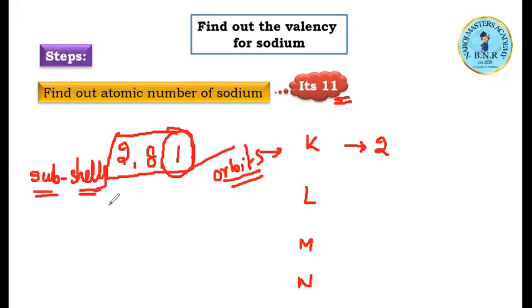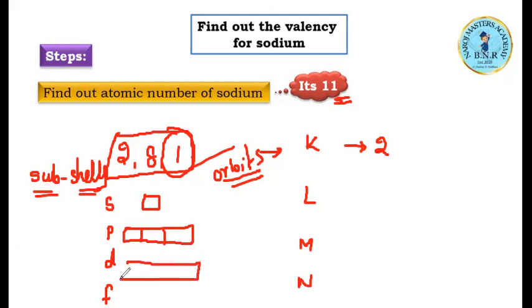The subshells S, P, D, F have different numbers of orbitals. Remember the odd numbers. For the first subshell, we have only one orbital. The next odd number is 3, then 5, then 7. So S has 1 orbital, P has 3, D has 5, and F has 7.